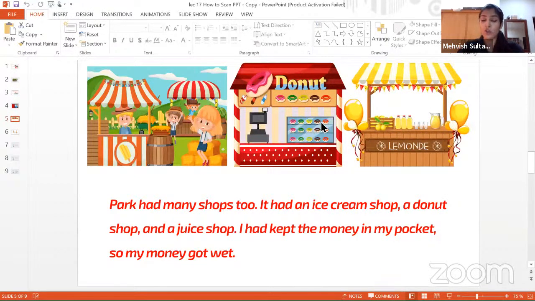Wonderful. I will read it one more time, and then you will read it again, okay? Park had many shops too. It had an ice cream shop, a donut shop, and a juice shop. I had kept the money in my pocket, so my money got wet. Can you try to read one more time?